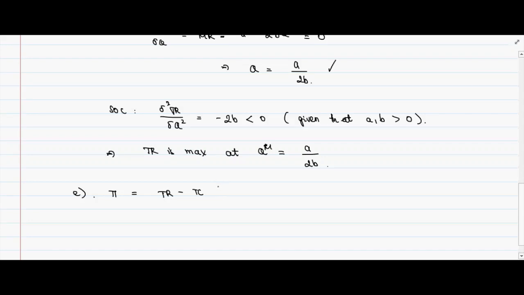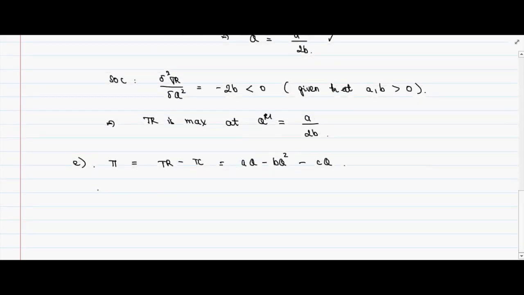Given that the total revenue is AQ minus BQ squared, which is what we found earlier, and the total cost function is given to us equal to C times Q, this is basically the profit function. If I simplify this, I get Q outside the bracket: A minus BQ minus C, and everything multiplied by Q.